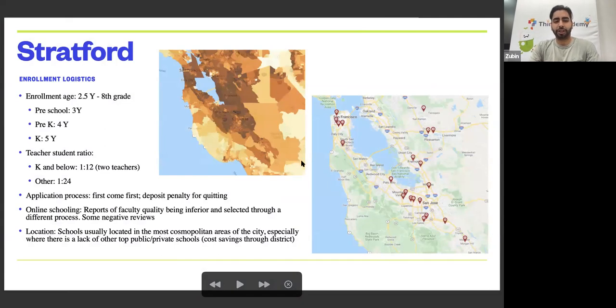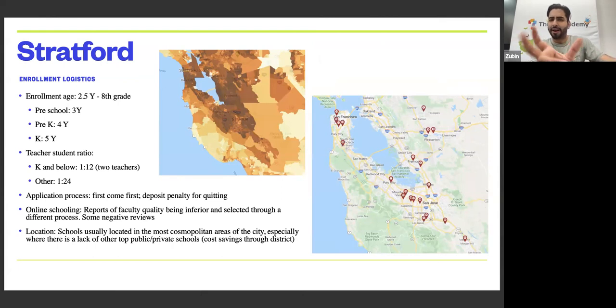As you can see, the age is typically 2.5 years all the way up to eighth grade. That is the average populace. At preschool is 3 years, pre-K is 4 years, and K is approximately 5 years. But they do have some restrictions, so it's not exactly 5 years. When you go onto the website, you'll see that there are some age restrictions.